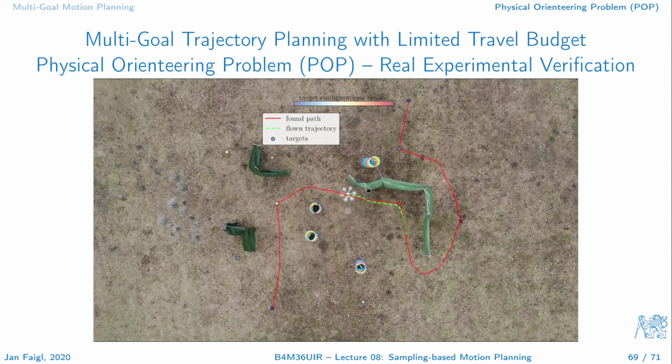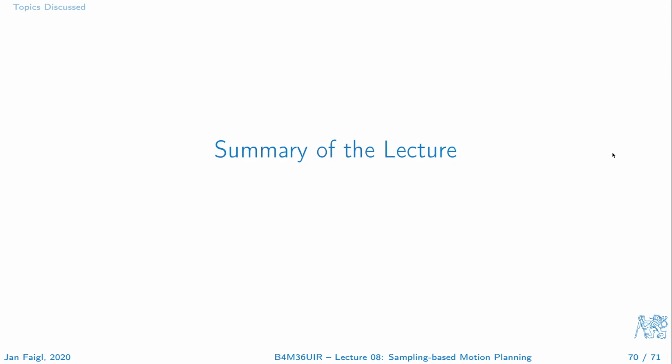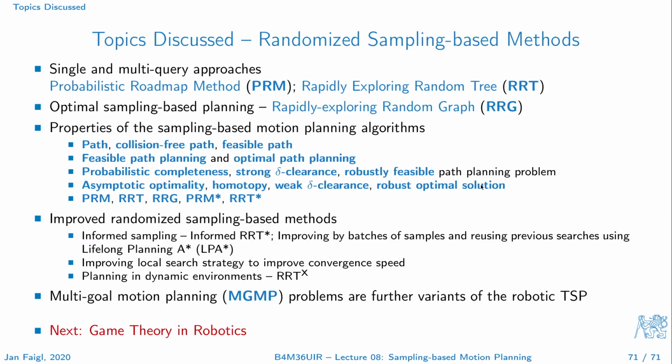So now let me summarize this lecture. You should be aware now that there exists a randomized sampling-based method. You should be aware of two fundamental approaches, the probabilistic roadmap method and the rapidly exploring random trees. There are also the expansion trees and so on. And definitely you should be aware of the notion of the rapidly exploring random graph, because it's related to the properties of sampling-based motion planning algorithms.